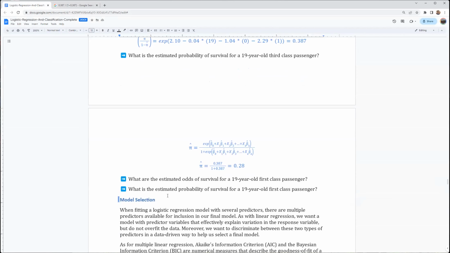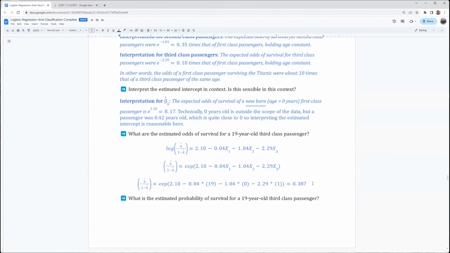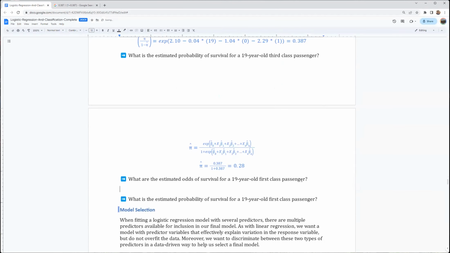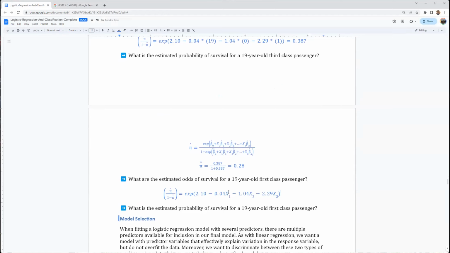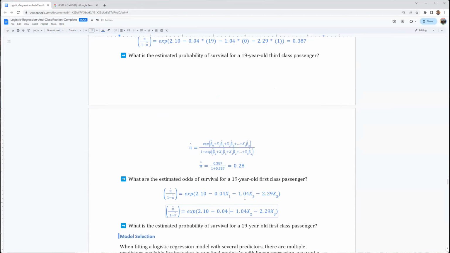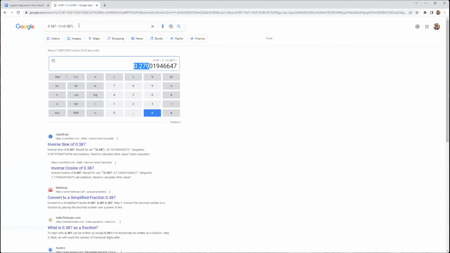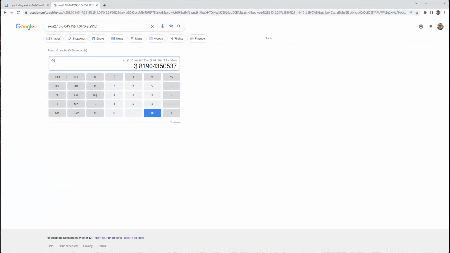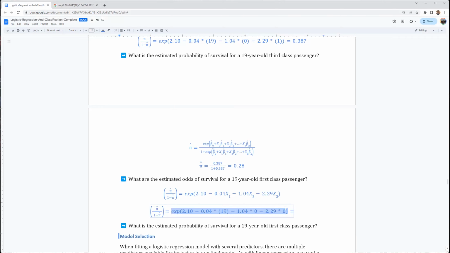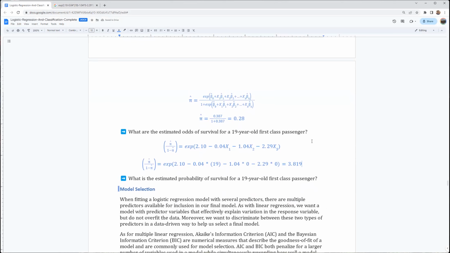What about the odds of survival for a 19-year-old first-class passenger? For a first-class passenger, let's use this to get the odds again. We have that X1 is still 19, 19 years old. But for a first-class passenger, X2 is 0, X3 is 0. And now if we ask Google for this value, we get 3.819. That's the odds of survival for a 19-year-old first-class passenger.